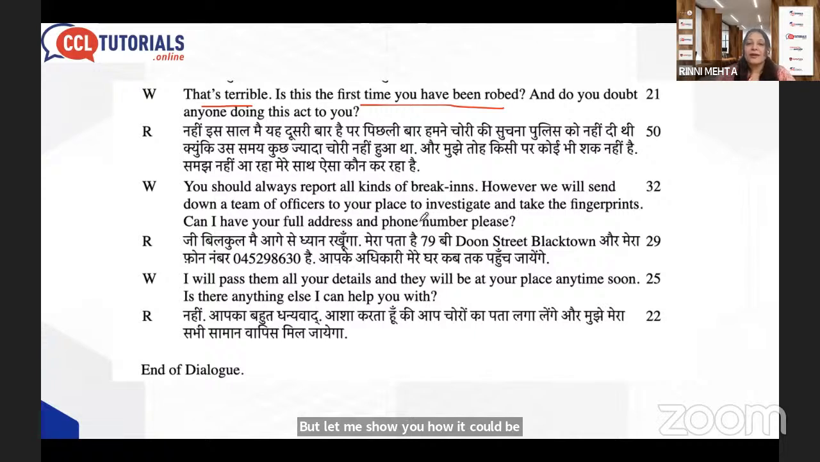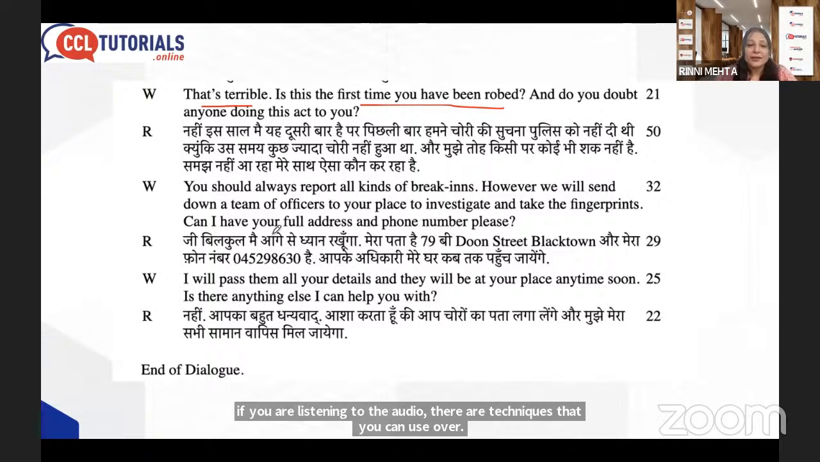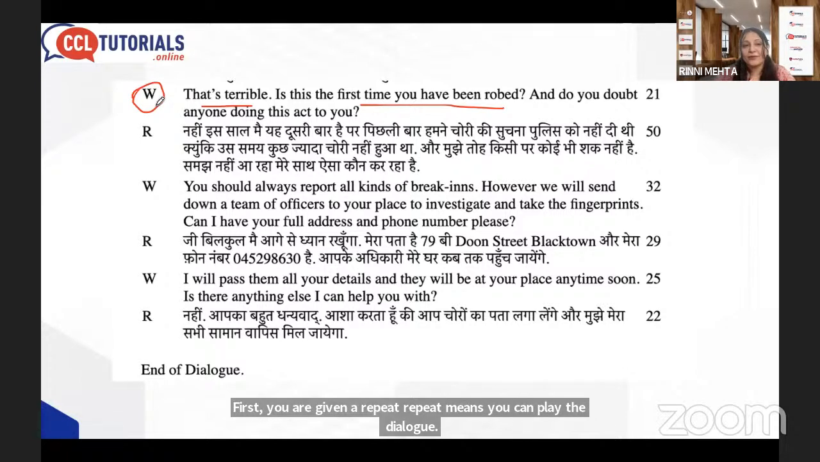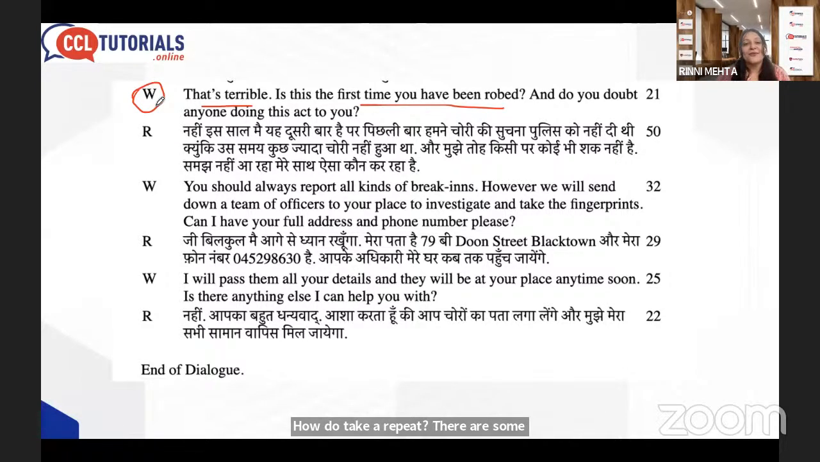If you are listening to the audio, there are techniques which you can use to avoid that, and you can translate it easily. First thing first, you are given a repeat. Repeat means you can play the dialogue. How to take a repeat? There are some technicalities involved in that as well. I'll show you once I finish this part, and then I'll show you how to do repeat and correction in a while, and what idiomatic translations are, by doing the real exam pattern question, what we do in class every day.